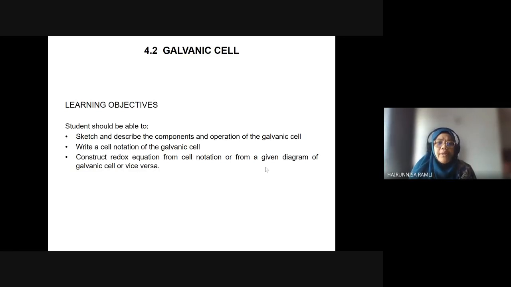And then you should be able to write a cell notation of the galvanic cell. So I think this one is quite new for you, cell notation. Okay, tapi very simple lah sebenarnya. Kalau you faham konsep galvanic cell, you akan senang je sebenarnya nak tulis cell notation ni.